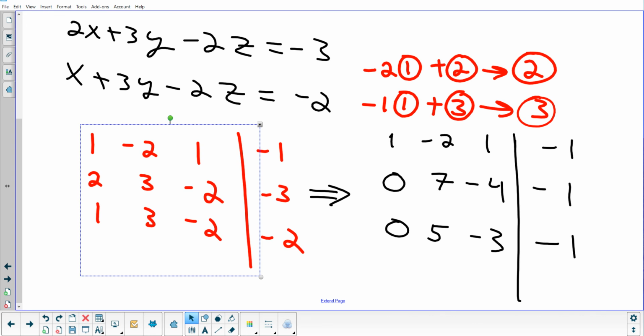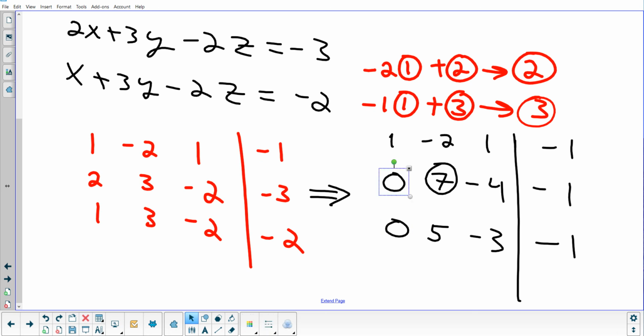Okay, so now the first column is done. We have a 1 in the upper left. That's what we want. The next step is to get a 1 in that spot. So I don't see any row that I can swap with it. And you do not want to swap the top row with anything. You need to leave the top row alone, because if you swap any rows now, you're going to mess up these zeros. So you can't swap with a row that's above it. Otherwise you'll mess up your column.